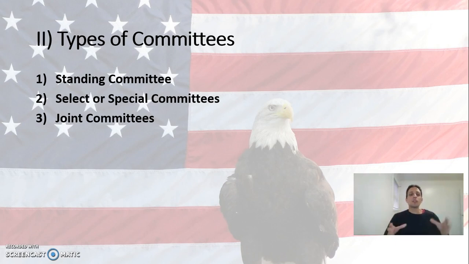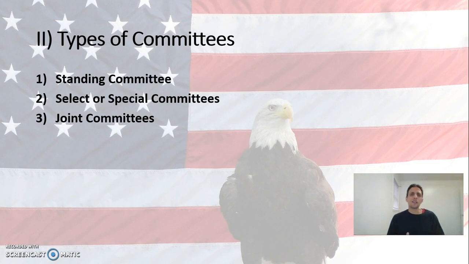Yes, bills are debated on the full floor of the House and the full floor of the Senate, with different senators coming up and giving speeches and different House members coming up and giving speeches. But that's not where a lot of legislative work takes place. A lot of it is done in much smaller groups called committees.